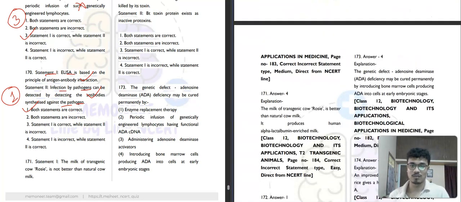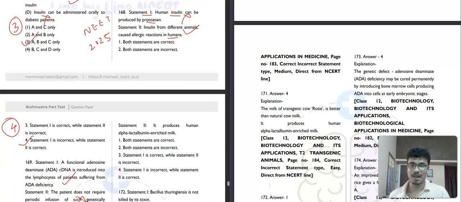It is saying that the milk of transgenic cow Rosie is not better than the natural cow milk. It is actually better. So this statement is not correct. Okay. Then statement second, it produces human alpha lactalbumin enriched milk. This is correct. The first is incorrect, second is correct, fourth option.